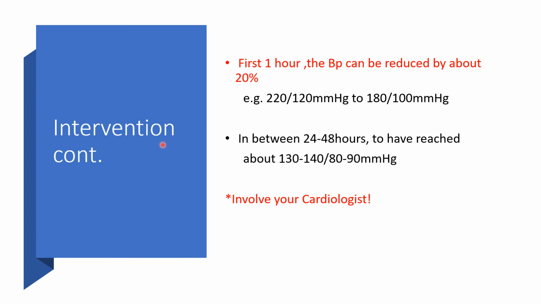Now, still on intervention, the first hour, the BP can be reduced by about 20%. And I've given an example here, so you can pause and rewind the other time I gave explanation on that. And within 24 to 48 hours, you must have reached about 130 to 140 over 80 to 90, so you don't crash it. It's going to take several hours. And then don't go this difficult road alone. Involve the cardiologist.